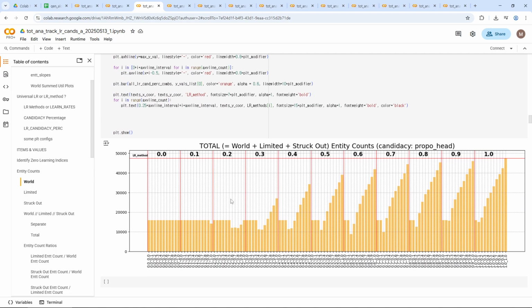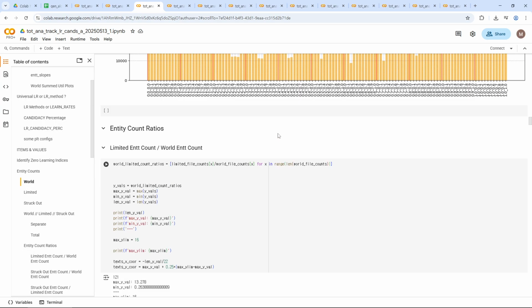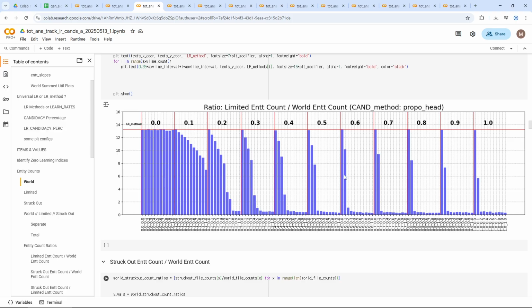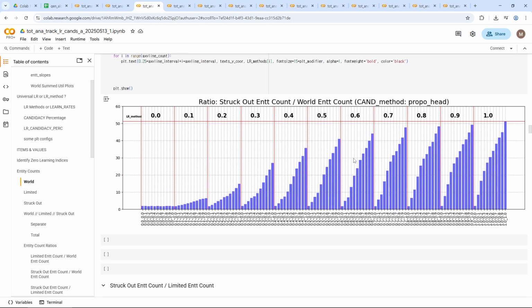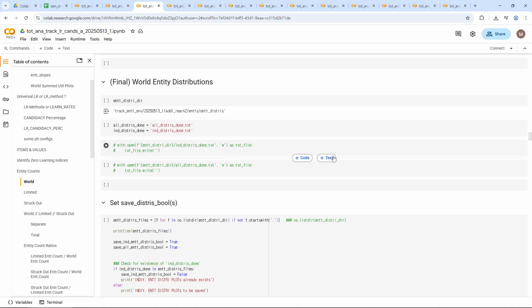And total, yep, way above 20,000 and all the way to 47,000. Entity count ratio, about the same. Struck out to world, about the same. Struck out to limited, about the same.